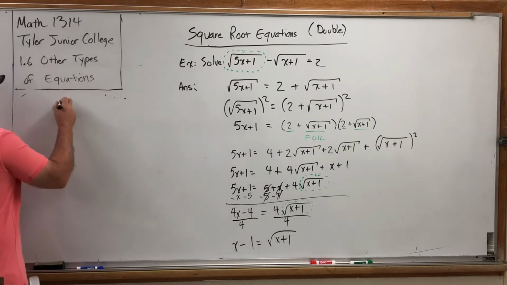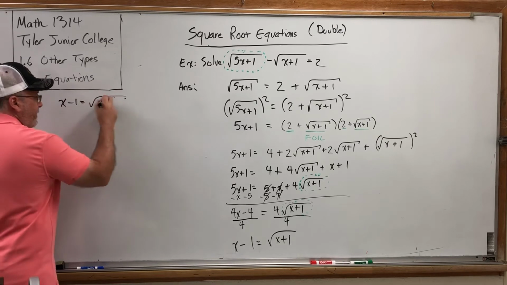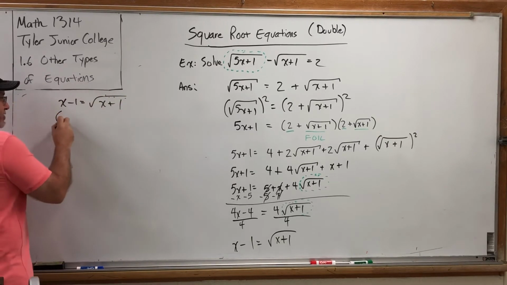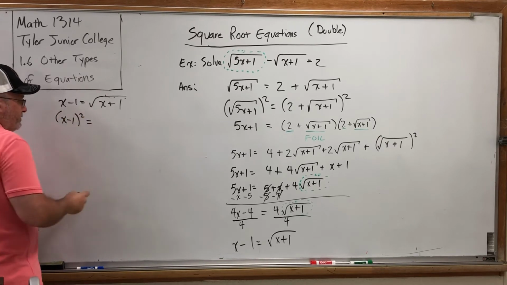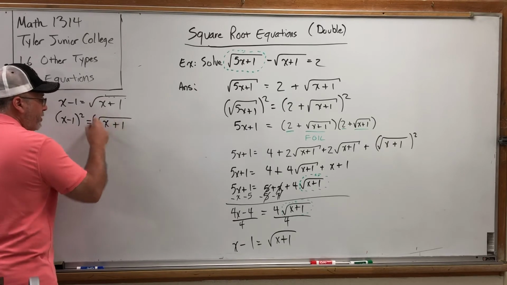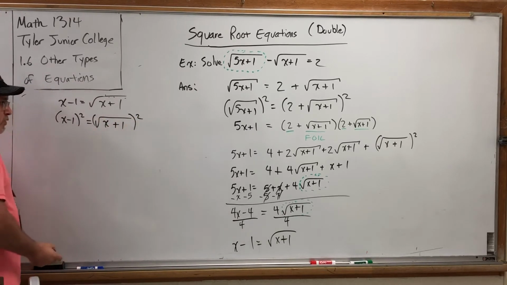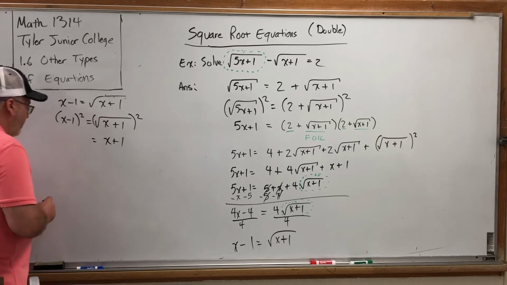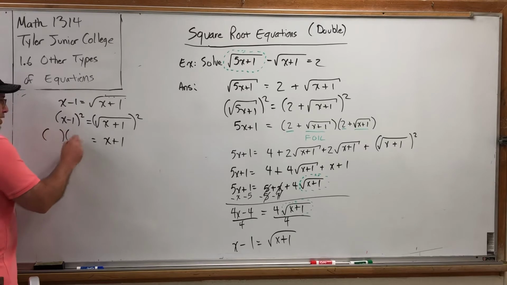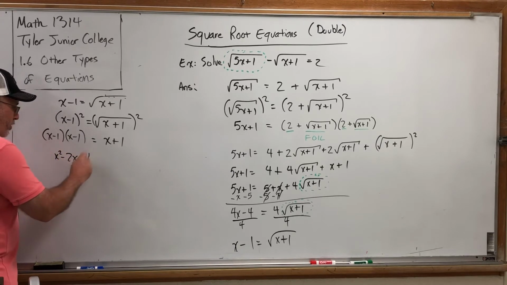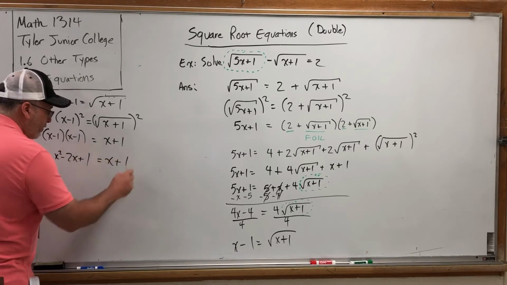up here. So we have x minus 1 equals the square root of x plus 1. We've isolated the other square root. Now it's time to square both sides. So x minus 1 squared equals the square root of x plus 1 squared. The square cancels the square root, so the right side is just x plus 1. But on the left side, we do set up another FOIL problem, x minus 1 times itself. So if we FOIL that, we'll get x squared minus 2x plus 1 is equal to x plus 1.